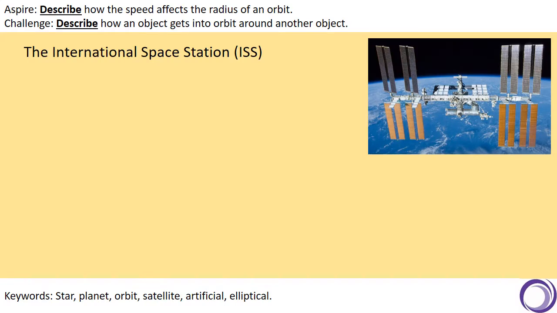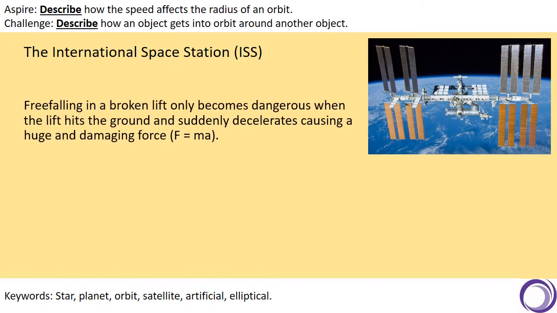So free falling feels odd, but it only becomes dangerous when you suddenly decelerate hitting the ground. Then you get a huge and damaging force, and you can model the amount of that force using Newton's second law again, F equals ma. So the force on you when you hit the ground is your mass times your acceleration, or deceleration in this case. Because that deceleration is huge, because you're suddenly hitting the ground, you would have a huge force on you and you'd be killed.